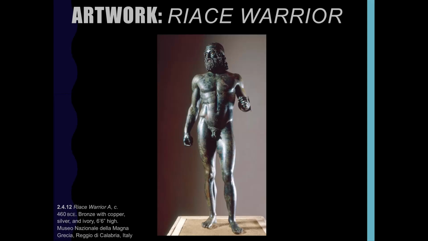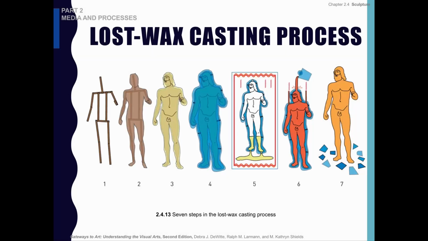So let me just show you the steps. Here's the final artwork. And this is made with bronze. And here are the steps. So you can see the skeleton. They build it up with the wax by modeling. Then they create, the blue is plaster, they create a plaster mold, and there are little holes left at the end.